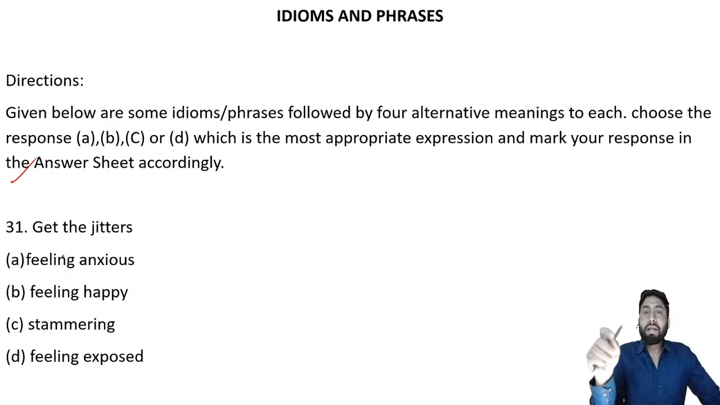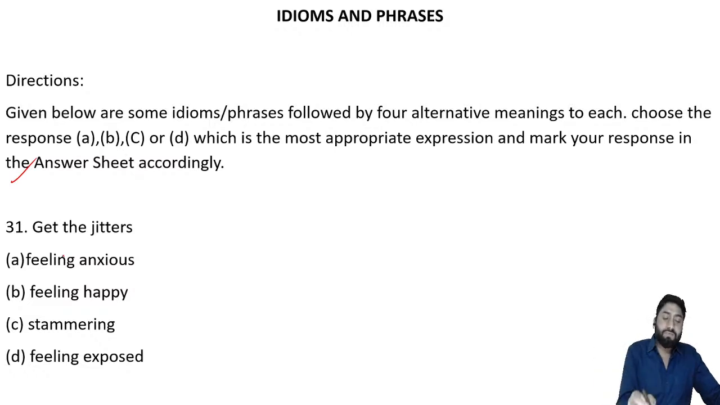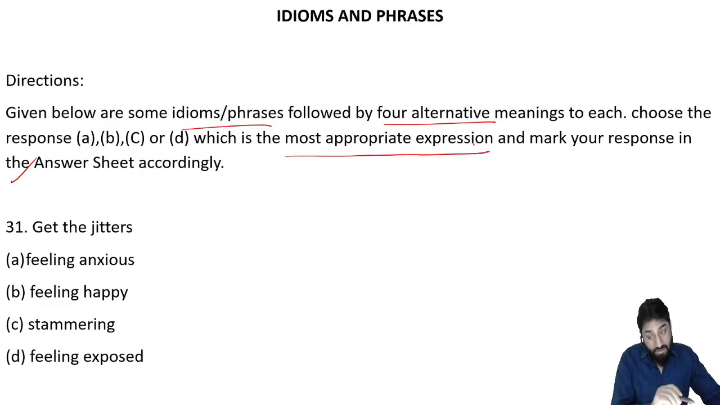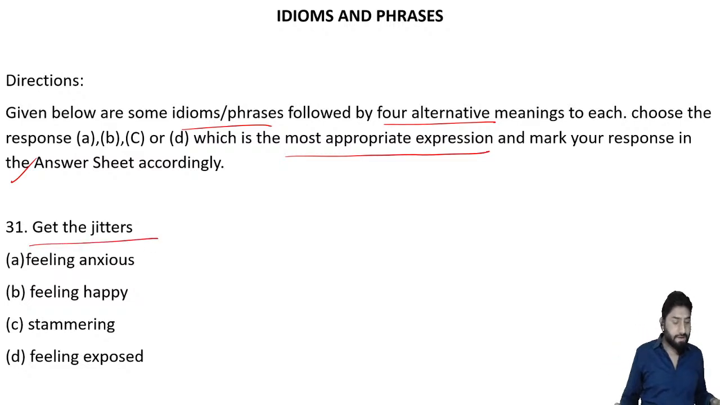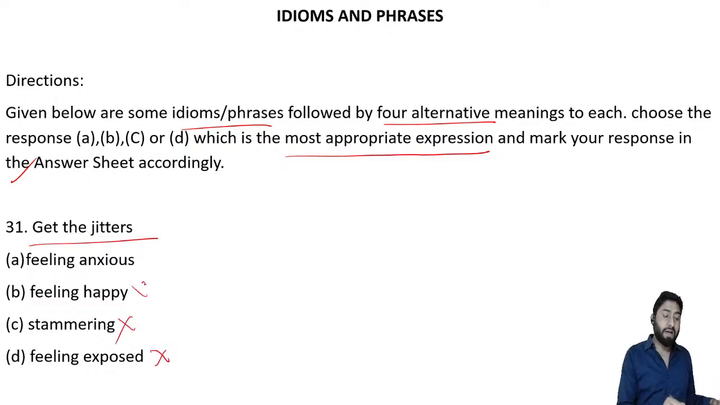इसका जहां तक हम बात करें अगर इसके instruction की, तो it's given below are some idioms and phrases followed by the four alternatives. We all know that meaning to each, and choose the response A, B, C, which is the most appropriate expression, and mark your response in the answer sheet accordingly. Get a jitters, right? You're not very happy about something, get a jitters. So feeling anxious, feeling happy, and stammering, and feeling exposed. ना तो exposed की कोई बात है, ना stammering की कोई बात है, ना feeling happy. Obviously jitters when you're feeling worried, you're not happy, feeling anxious. That's what the meaning is.